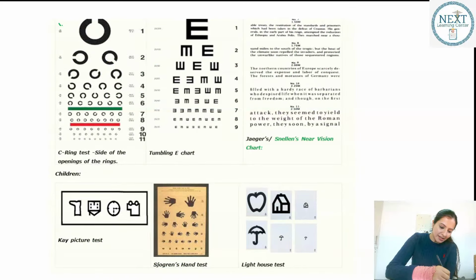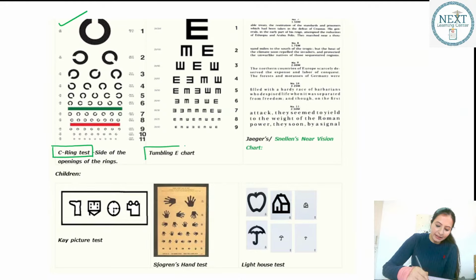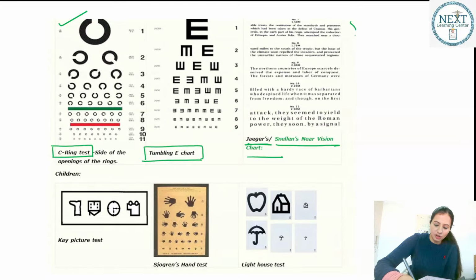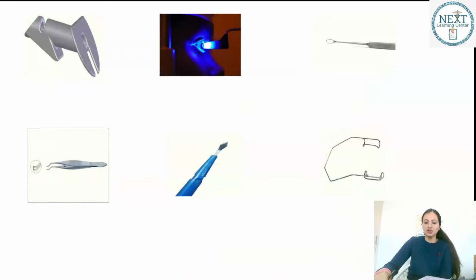Now what is this? This is another chart for measuring distant vision. This is a C ring test chart. This is E, tumbling E chart. This is the Jaeger's or the Snellen's near vision chart. This is a K picture chart used in children. This is Jogren's hand test, again used in children. This is a lighthouse test, again used in children.